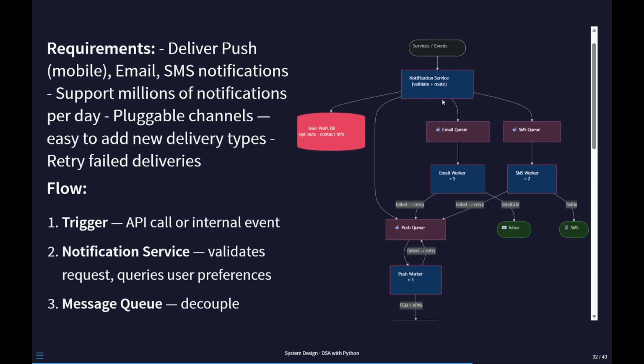Trigger events arrive at the notification service. It checks preferences, splits the load into per-channel queues. Workers pick them up and call the external providers. Failed deliveries loop back into the queues.